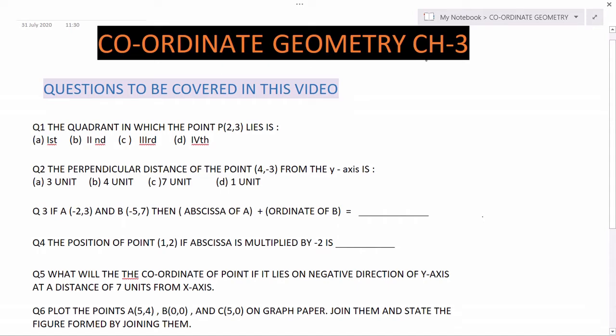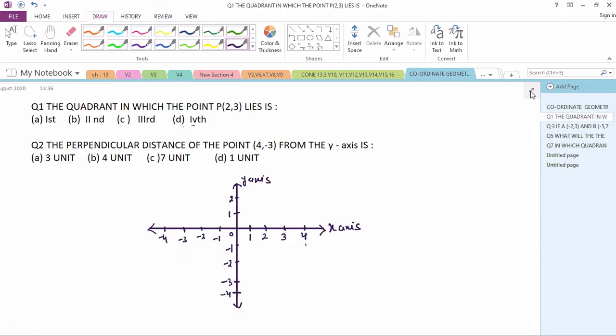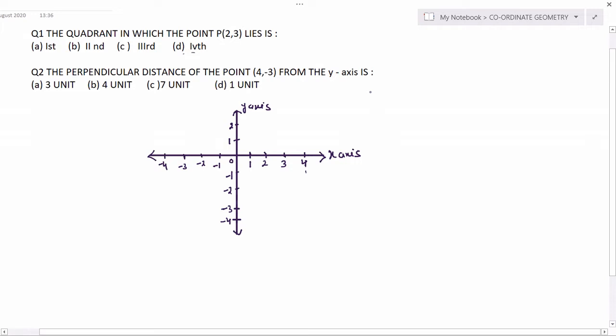This is chapter number 3. The following questions we are going to cover in this video. This is basically a revision of this chapter, coordinate geometry. So the very important questions I am going to cover in this video, so you can also do these questions with me side by side. Let us start with the first question.